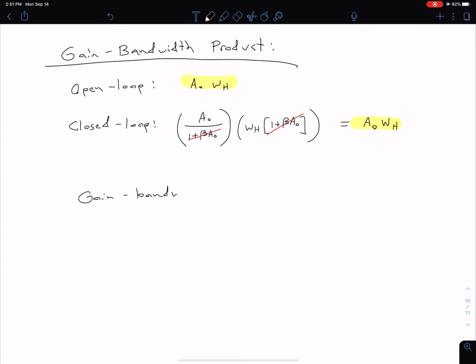So our gain bandwidth product is constant for a given system. And so what that tells us is that if we want to increase our gain, we do so at the expense of bandwidth. So if we send one up, the other comes down. So we could increase our bandwidth, but that means we decrease our gain. So again, we're talking about all these trade-offs as we're designing our system.